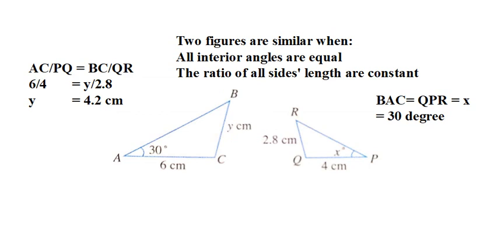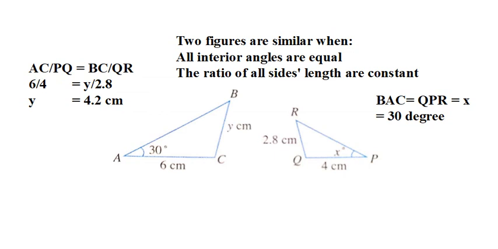So once again, AC over PQ equals BC over QR. That's why I plotted it over here. I substituted that with the data that I have, and I have y equals 4.2 centimeters at the end. Don't forget to cross cancel this part as part of your algebra understanding.